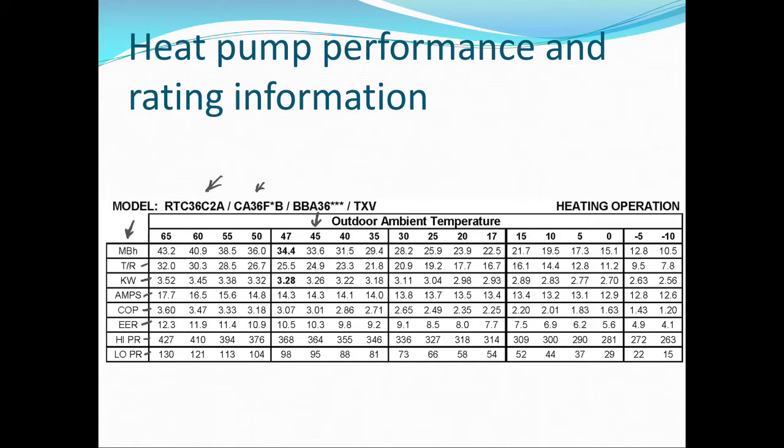The amount of energy being used to produce that 33,600 BTUs is roughly about 3.26 kilowatts. Amperage, it'll pull about 14.3 amps. And of course, the coefficient of performance in this case is 2.86, meaning that it's 286% efficient. Then EER in this example is coming up to 9.8. High pressure gives you the typicals on this R410A system.